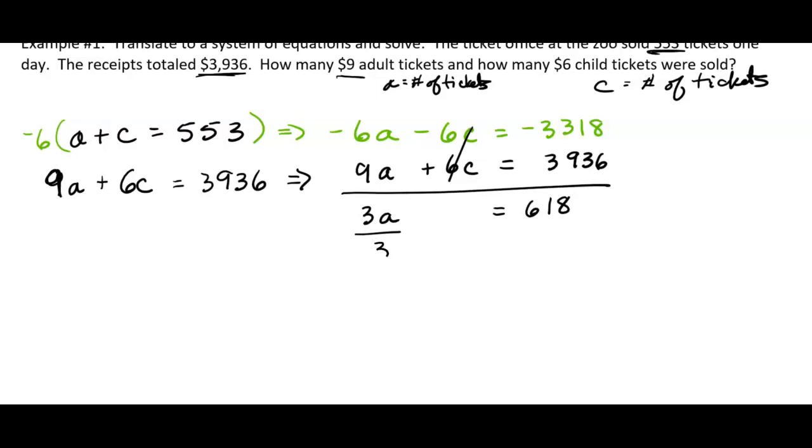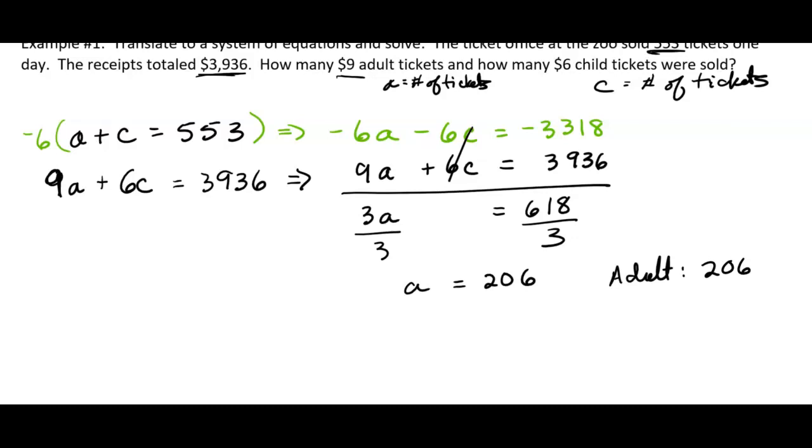Divide both sides by 3. And so I'm going to get A equals 206. So it looks like they sold 206 adult tickets. It came out to be a positive integer. That's a good sign. So adult tickets were 206. That's how many they sold.